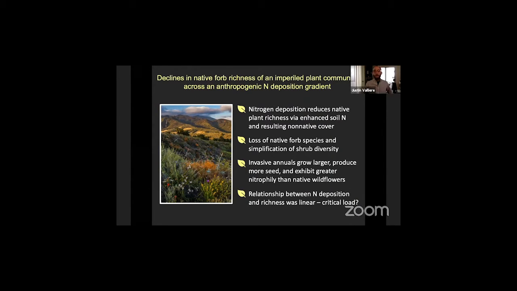And then the relationship between nitrogen deposition and richness appeared to be somewhat linear. So we couldn't really get at a critical load for this ecosystem, which previously has been estimated at about 10 kilograms per hectare per year. So I think we would need to look at more sites to see if that critical load holds true for this ecosystem based on forb richness.